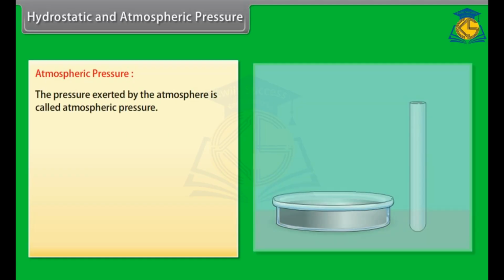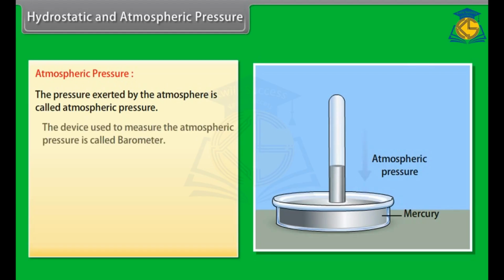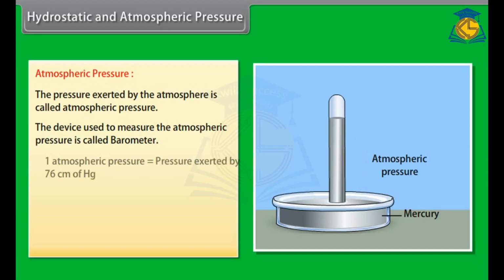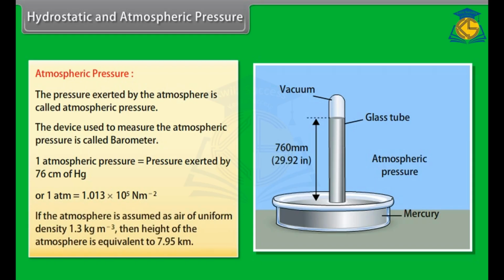Atmospheric pressure. The pressure exerted by the atmosphere is called atmospheric pressure. The device used to measure atmospheric pressure is called a barometer. One atmospheric pressure is equal to the pressure exerted by 76 centimeter of mercury, or 1 atm is equal to 1.013 × 10^5 newton per square meter. If the atmosphere is assumed to be air of uniform density 1.3 kilogram per cubic meter, then the height of the atmosphere is equivalent to 7.95 kilometer.